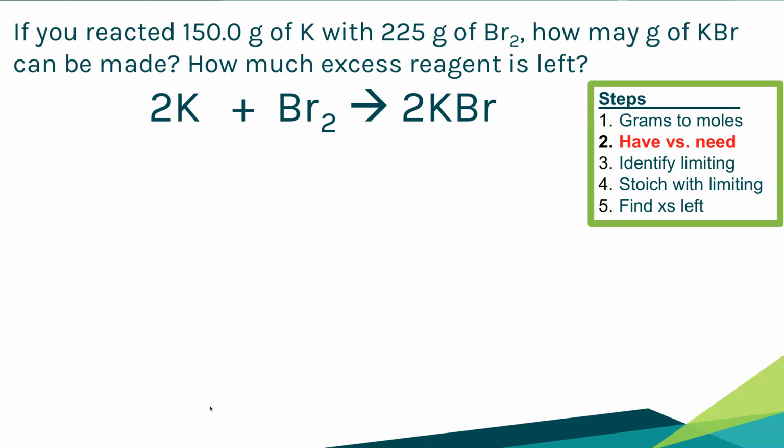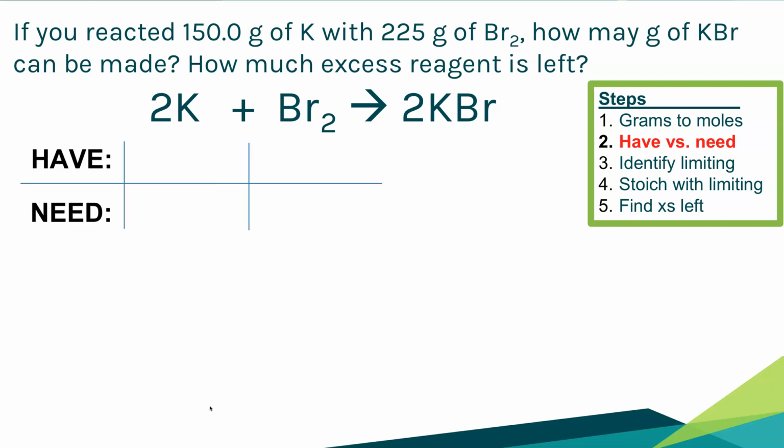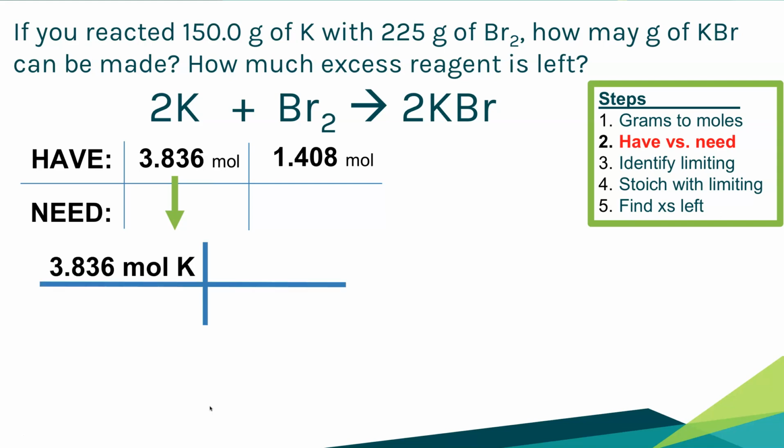Okay. All right, notice here on the right-hand side, now we have to look at the have versus the need. Let's look at this together. We have this many moles of potassium and this many moles of bromine. That's what was just determined on the previous slide. Well, how much do I need of potassium? Now, I can solve this either way. I can solve for the need of potassium, or I can solve the need of bromine. It doesn't really matter. You pick one and go for it. You're going to get the answer you need no matter what.